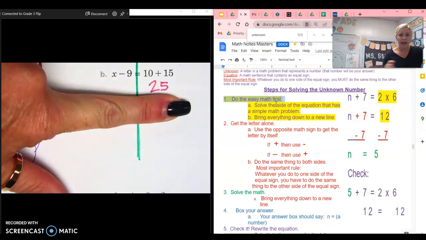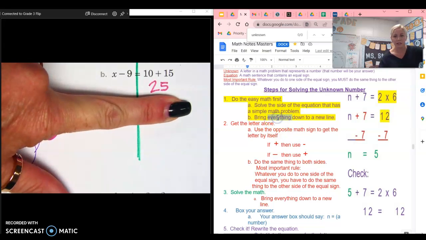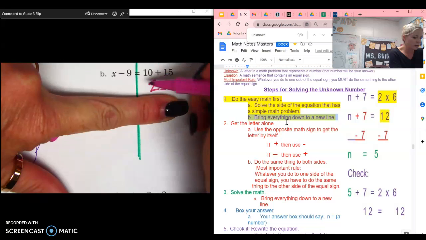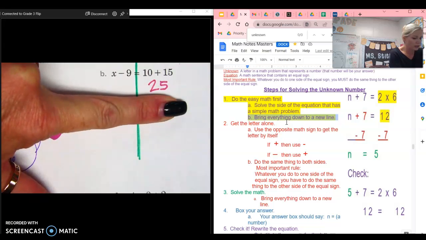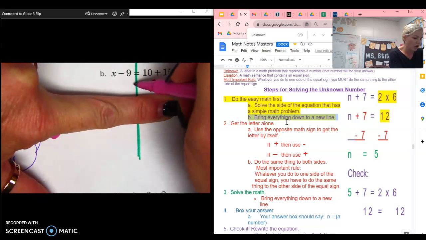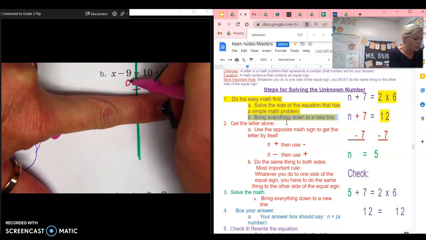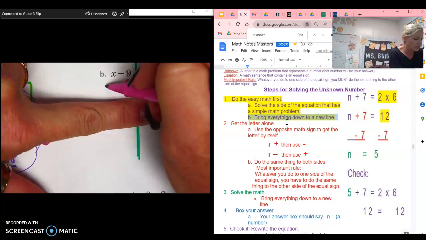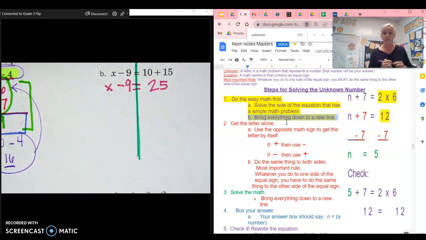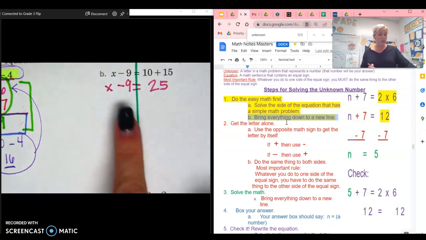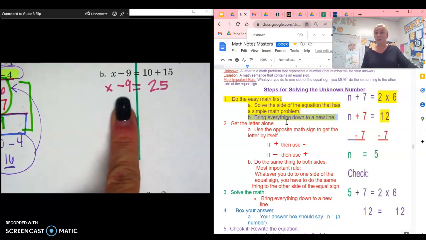as a solution. And then it says, part B, bring everything down to a new line. So I'm going to work my way from the right to the left, which is a little opposite in math, but that way I don't miss anything. Bring down equals, bring down 9, bring down minus, bring down x. Something to be very aware of. Do not change math signs when you copy down. If you change that math sign to a plus sign on accident, your whole answer will be wrong.